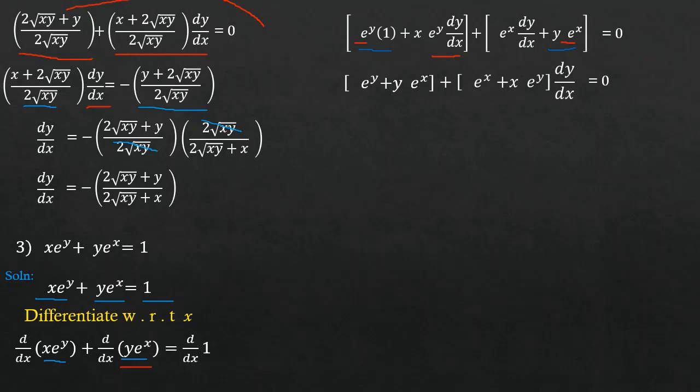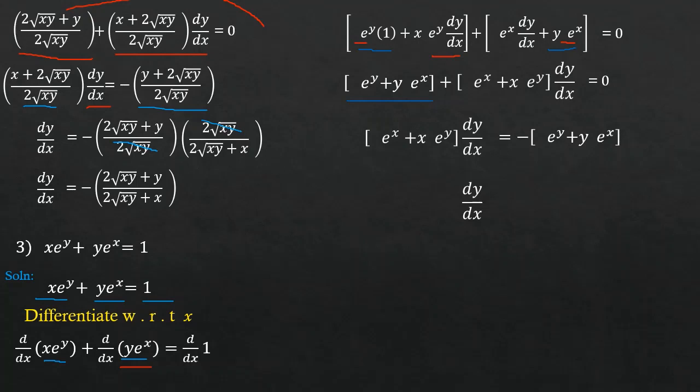So we have x e raised to x plus e raised to x multiplied by dy by dx is equal to 0. I hope you are clear up to here, no doubts. Now we'll shift the term which does not have dy by dx. When we shift it, it becomes negative. So we write e raised to x plus x e raised to y, times dy by dx, is equal to minus of e raised to y plus y e raised to x.